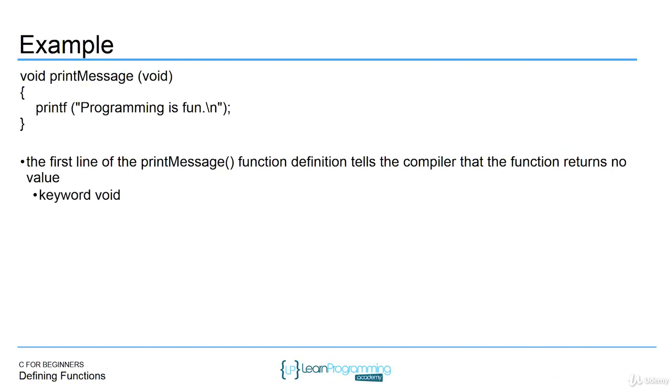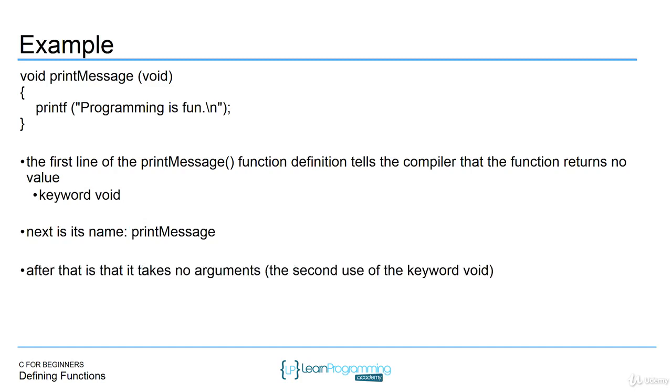In this example for the printMessage, the first line of the function tells the compiler that the function returns no value. That's the keyword void. Again, don't need to focus on that, but that's what that's doing. The next is the name, and then after the name are arguments. They're called parameters. And we use the keyword void again if we're not passing any data.